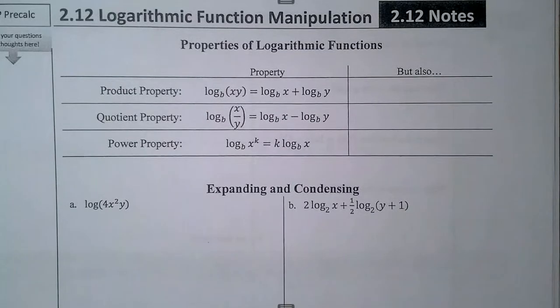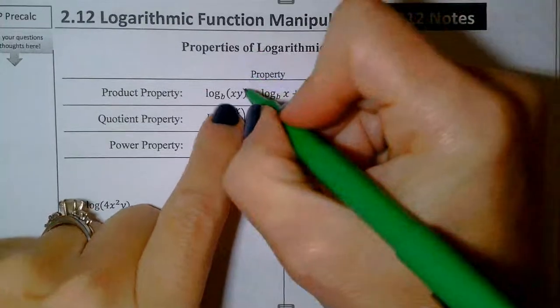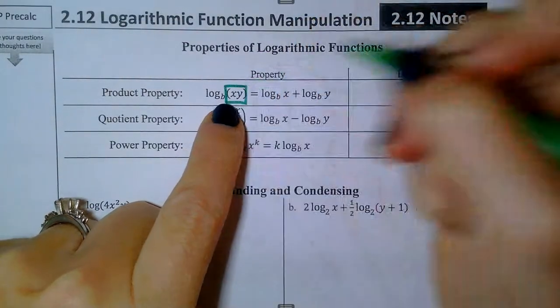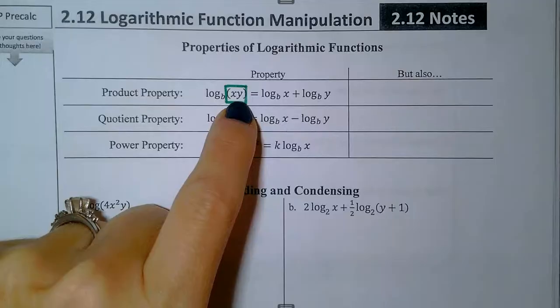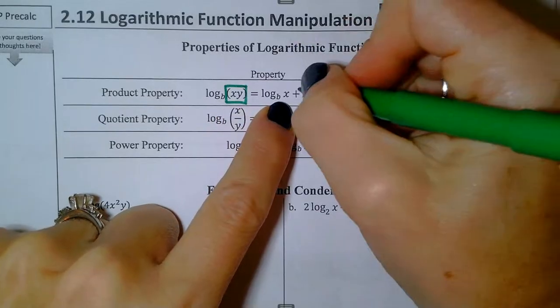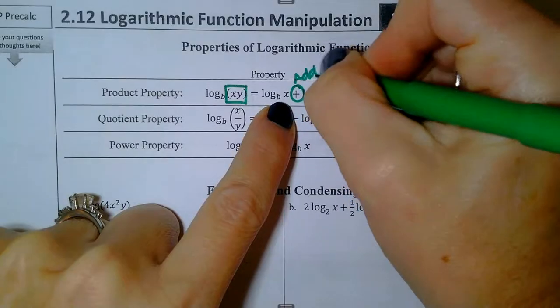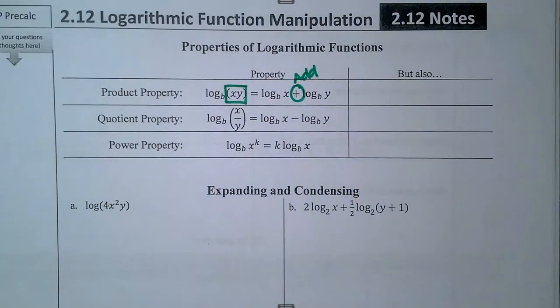Okay, so this is exactly what we did in Algebra 2. Hopefully this is just a refresher. If you remember, if you have two logs, like log b of x and log b of y, and they're multiplied together, you can break that up into addition. Do you remember these rules?